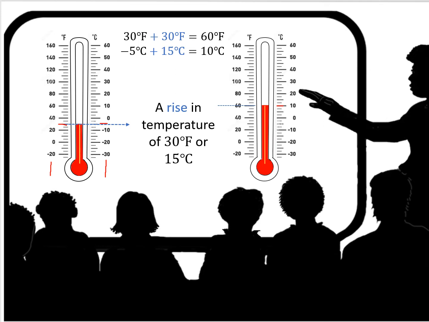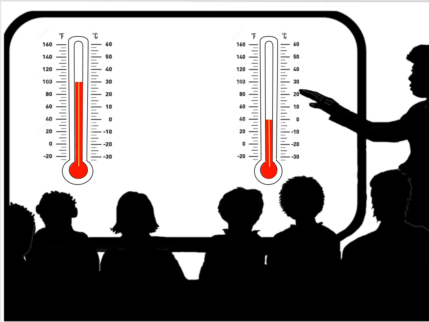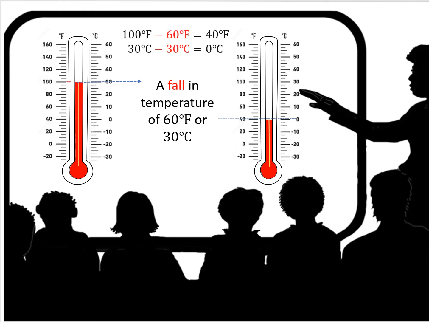You can think of a thermometer just like you do a number line. It's just vertical rather than horizontal. Let's look at these two thermometers. On the left-hand side you're at 100 degrees Fahrenheit or 30 degrees Celsius. And on the right-hand side you're down to 40 degrees Fahrenheit or 10 degrees Celsius. So it is a fall in temperature of 60 degrees Fahrenheit or 30 degrees Celsius, and in this case would be represented as a negative number.